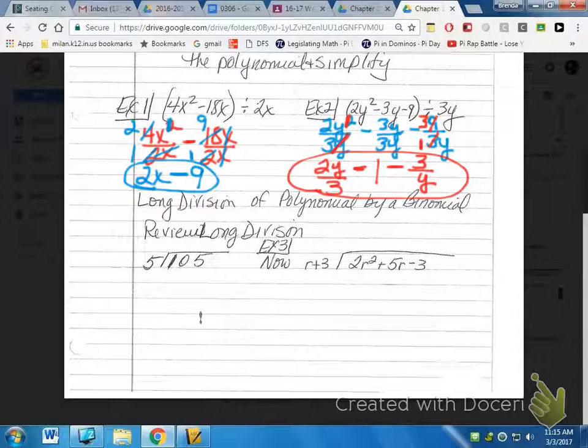If it was like 2/3 over 3/2, then you'd have to end up making that a multiplication by the reciprocal, right? And we'll talk more about that next week.